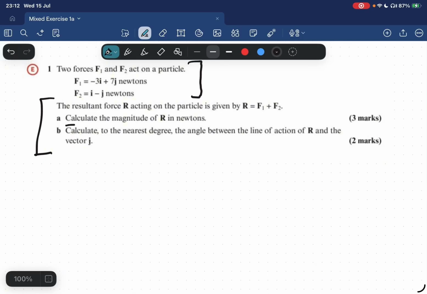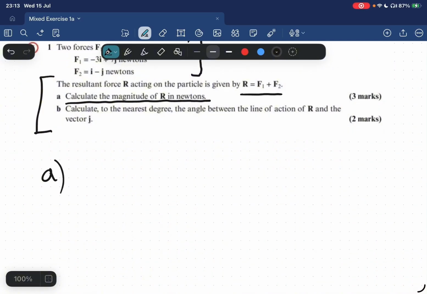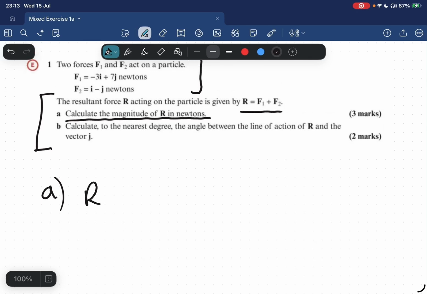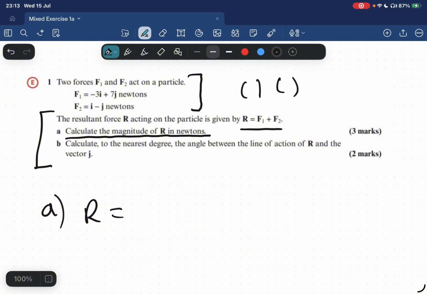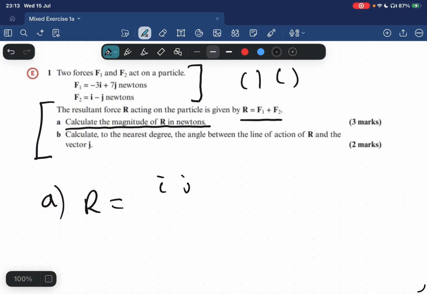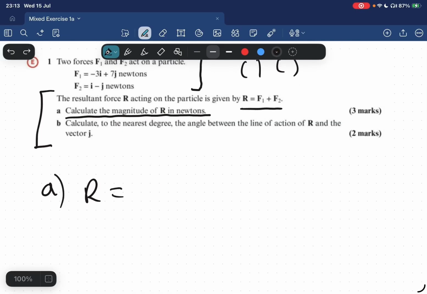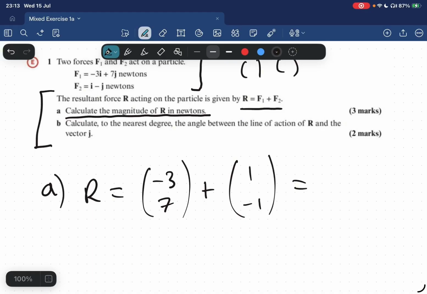Calculate the magnitude of R in newtons. So what is R? R is F1 plus F2. So let's figure that out first. Whenever you do this addition, I really strongly recommend writing F1 and F2 in terms of our column vector. I find it much easier. I don't know about you, but as I do lots and lots of workings out, I often get my i's and j's confused, and I find this way simpler to understand. So we're doing minus 3, 7 plus 1 and negative 1. Here we're just doing negative 3 plus 1 and then 7 take away 1. So R is negative 2 and 6.